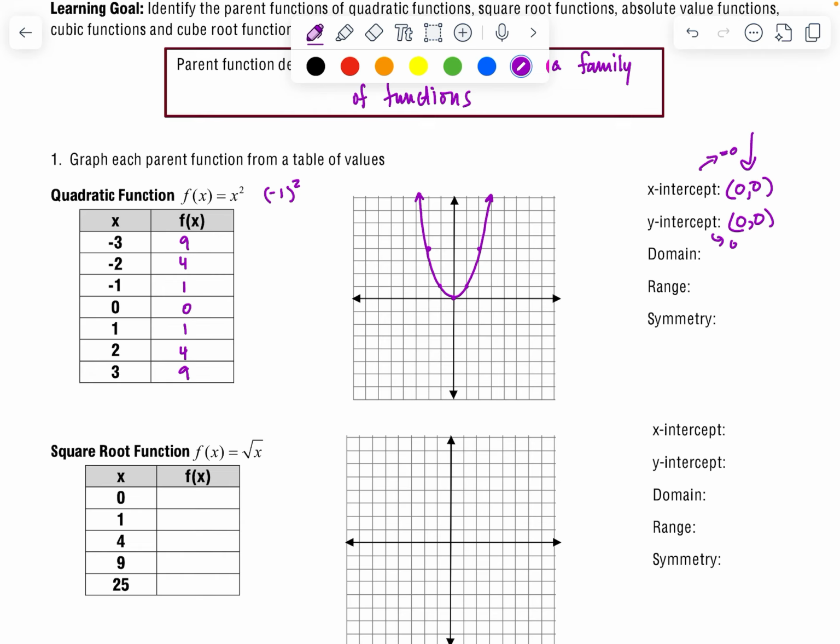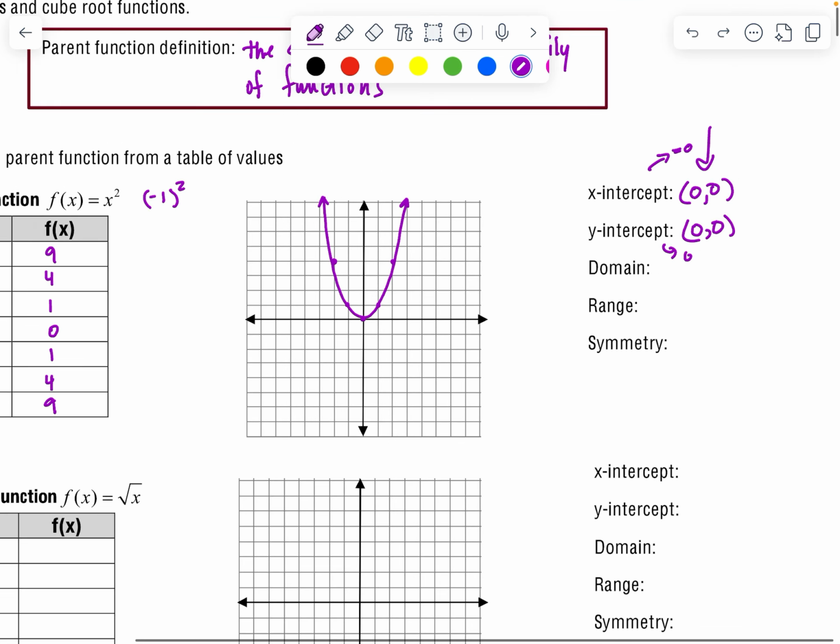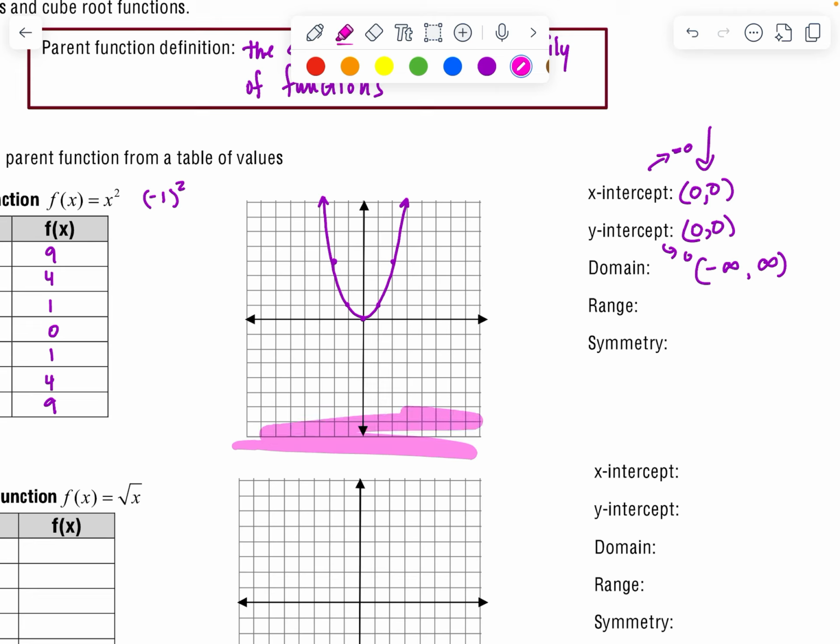Domain. All the x values that exist. Since we could plug in any x value and square it, it goes on infinitely to the left and infinitely to the right. So our domain goes from negative infinity to infinity. Parentheses for infinities.